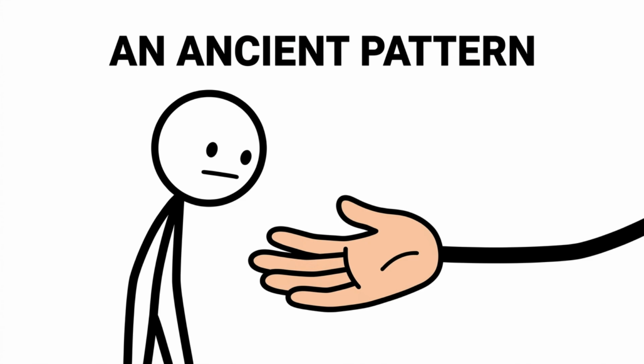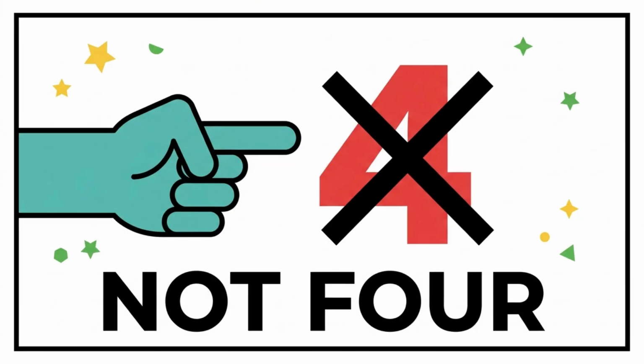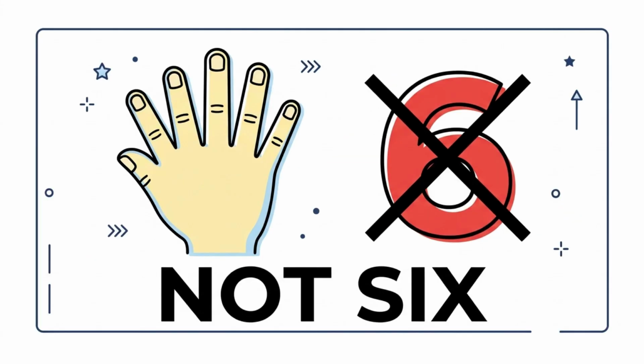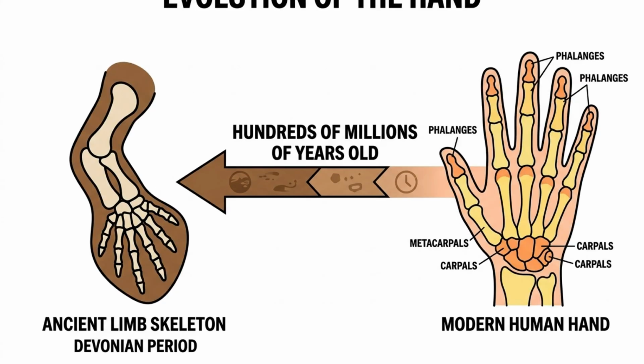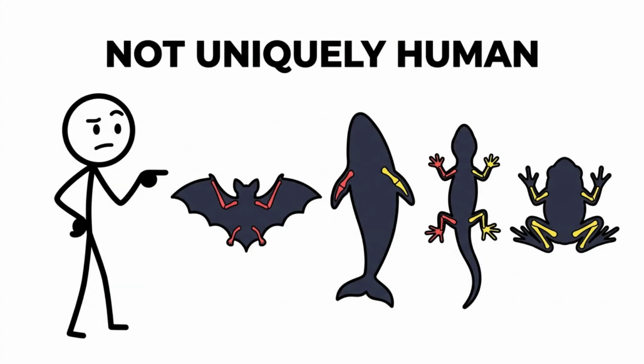Tonight, when you look down at your hand, you are seeing an ancient pattern. 5 fingers, not 4, not 6. 5. It feels so ordinary that your brain barely notices, but your hand is carrying a blueprint that is hundreds of millions of years old. And that blueprint is not uniquely human.